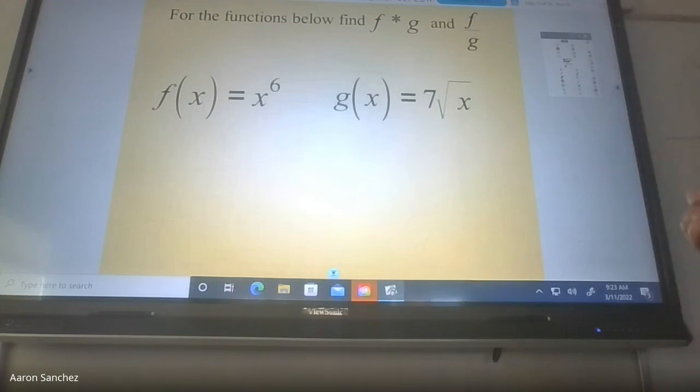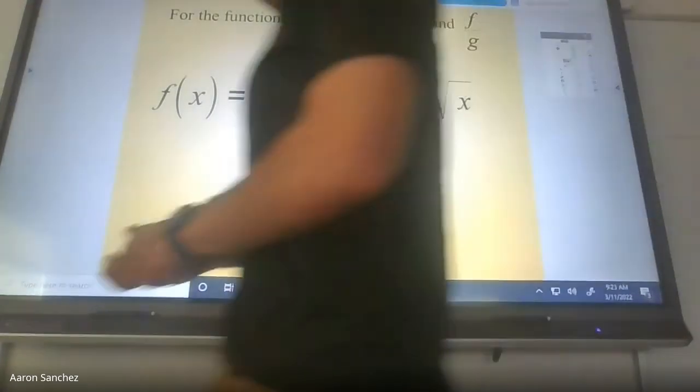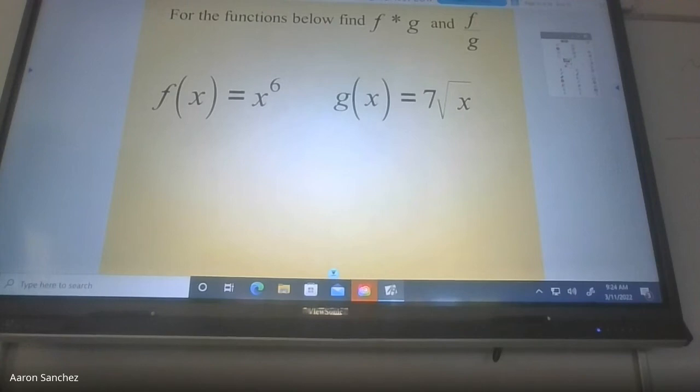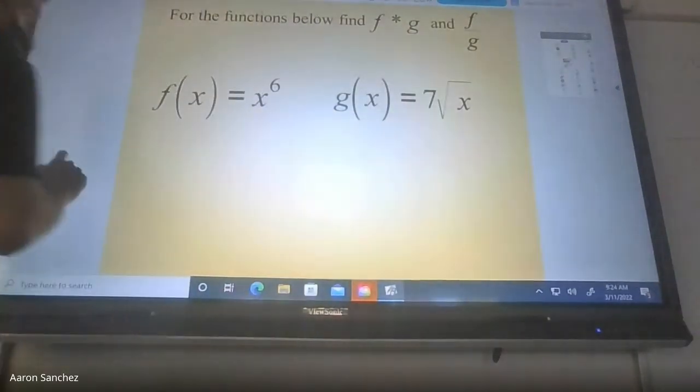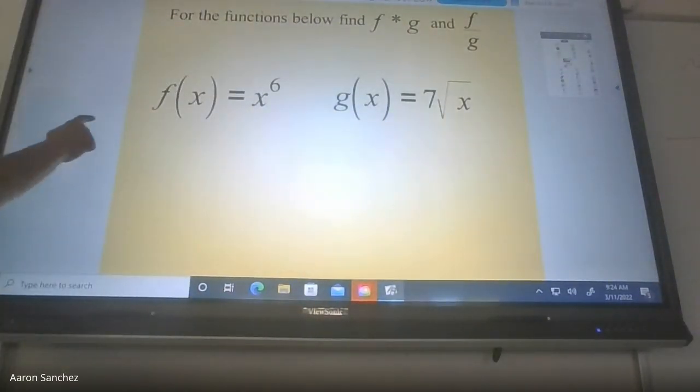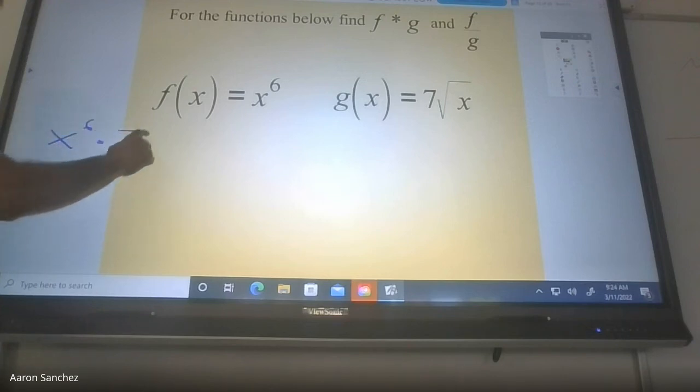Okay. For the functions below, find f times g and f divided by g. We've got 20 minutes. Well, that'll come next. But first find f times g. All right. Let's go. F times g is x to the 6th times 7 square root of x, right? Just multiplying.